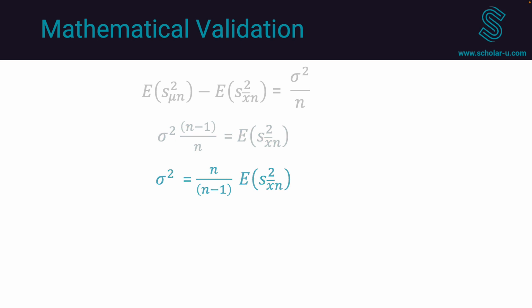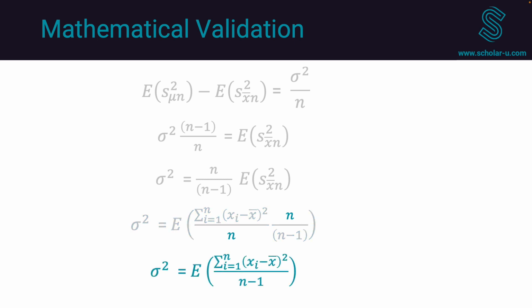Expanding the equation of the expected value of the biased sample variance, canceling the n from both the numerator and denominator, we arrive at the final expression. This correction factor is commonly known as Bessel's correction.